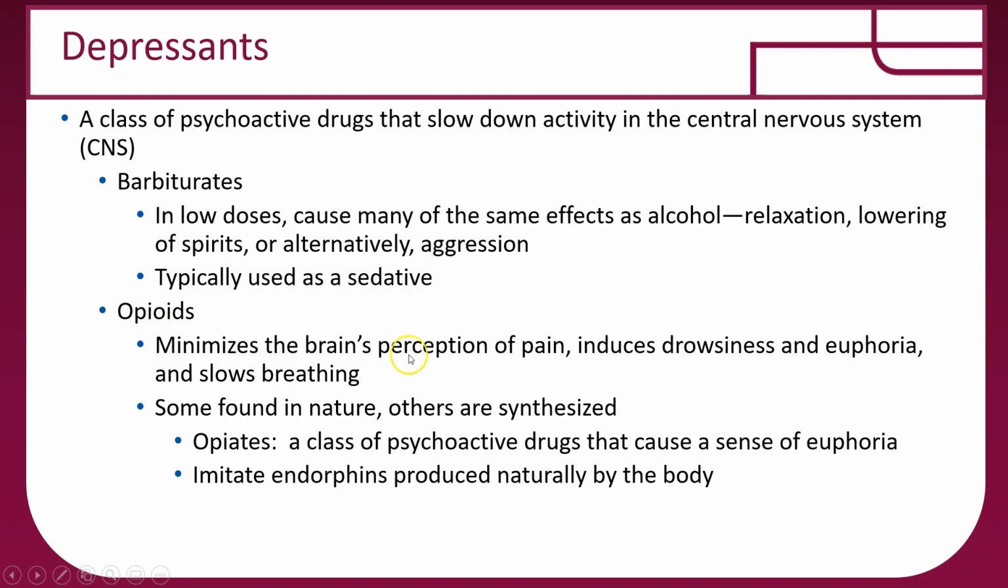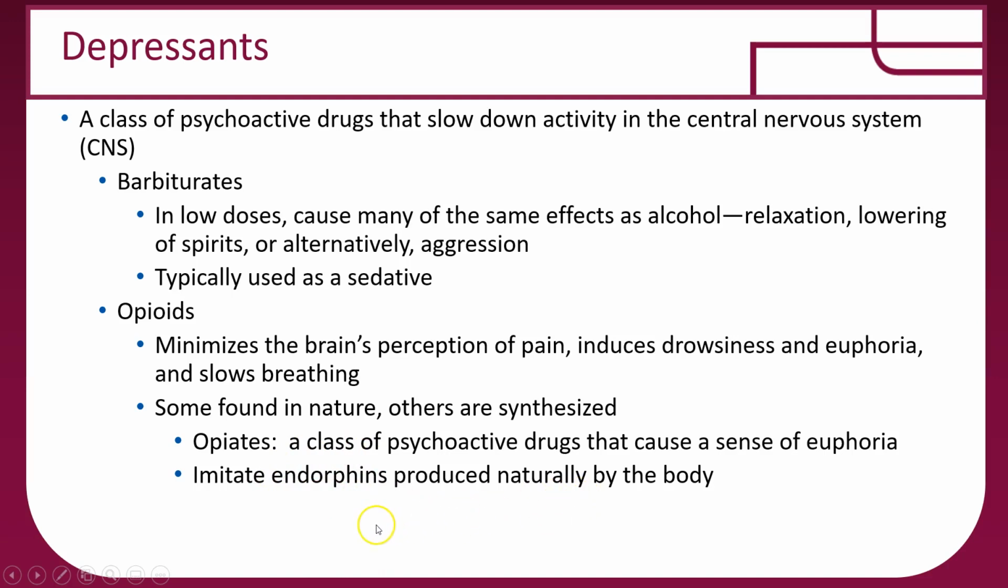Opioids minimize the brain's perception of pain, induce drowsiness, euphoria, and slow the person's breathing. There are some opioids found in nature, and others are synthesized. So opiates are a class of psychoactive drugs that cause a sense of euphoria, and they imitate the natural opiates called endorphins that are naturally produced by the body.